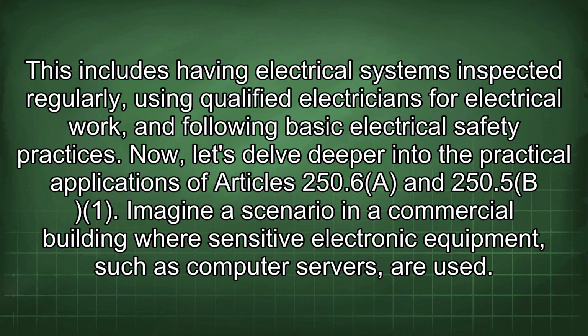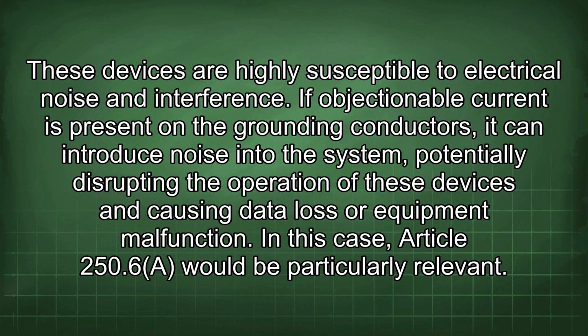Imagine a scenario in a commercial building where sensitive electronic equipment, such as computer servers, are used. These devices are highly susceptible to electrical noise and interference. If objectionable current is present on the grounding conductors, it can introduce noise into the system, potentially disrupting the operation of these devices and causing data loss or equipment malfunction. In this case, Article 250.6 would be particularly relevant.